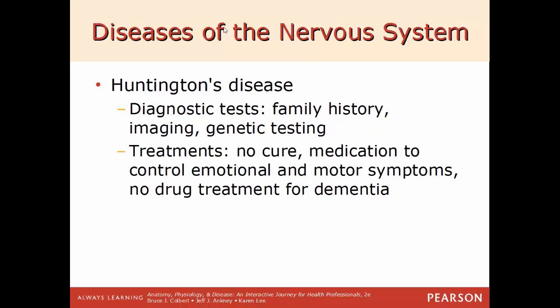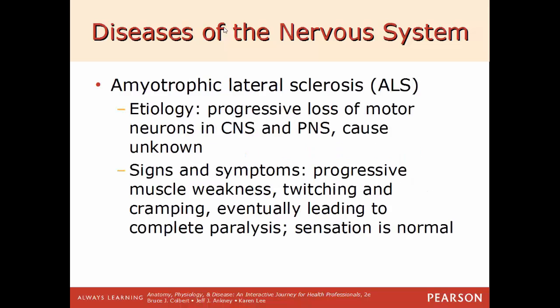Some diagnostic tests: family history, imaging, and genetic testing. There's no cure for Huntington's, but there are some medications to help control the emotional and the motor symptoms. But there's no drug treatment for the dementia, however. ALS, or Lou Gehrig's disease, etiology: a progressive loss of motor neurons in the central nervous system and peripheral nervous system.